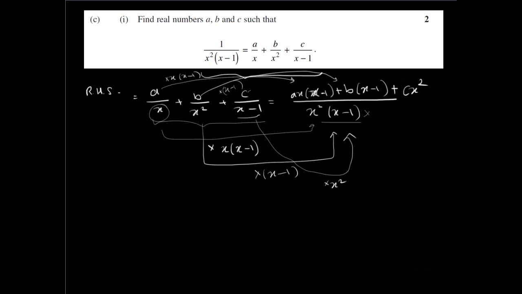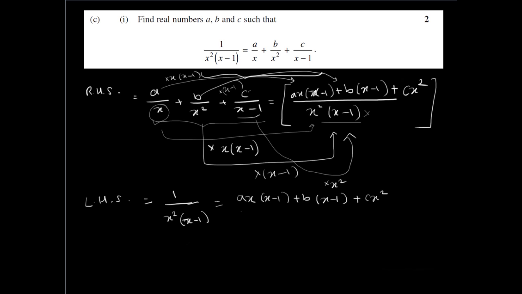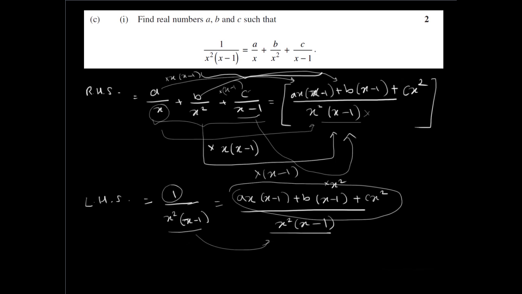Okay, so relating this equation, which now has a common denominator, with the left hand side, which is 1 on x squared times x minus 1, we find something interesting. This would equal ax(x minus 1) plus b(x minus 1) plus cx squared, all over x squared (x minus 1). If the denominators are the same, the numerators have to be the same. In other words, 1 must equal ax(x minus 1) plus b(x minus 1) plus cx squared.